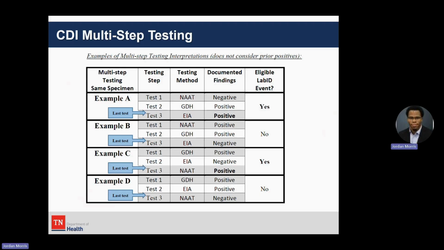And I want you to take a look at these examples because this will possibly be on the case-based training that will be given in the month of March. So the NHSN SIR risk adjustment is based on the final test in the algorithm. Example C results in a positive final documented test result and will be considered an eligible LabID event. Example D results in a negative final documented test result and would not be considered an eligible LabID event.